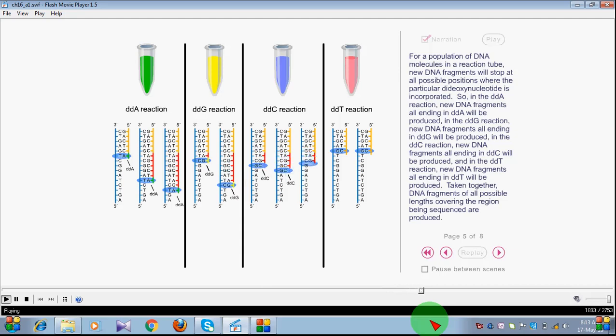In the DDG reaction, new DNA fragments all ending in DDG will be produced. In the DDC reaction, new DNA fragments all ending in DDC will be produced. And in the DDT reaction, new DNA fragments all ending in DDT will be produced. Taken together, DNA fragments of all possible lengths covering the region being sequenced are produced.